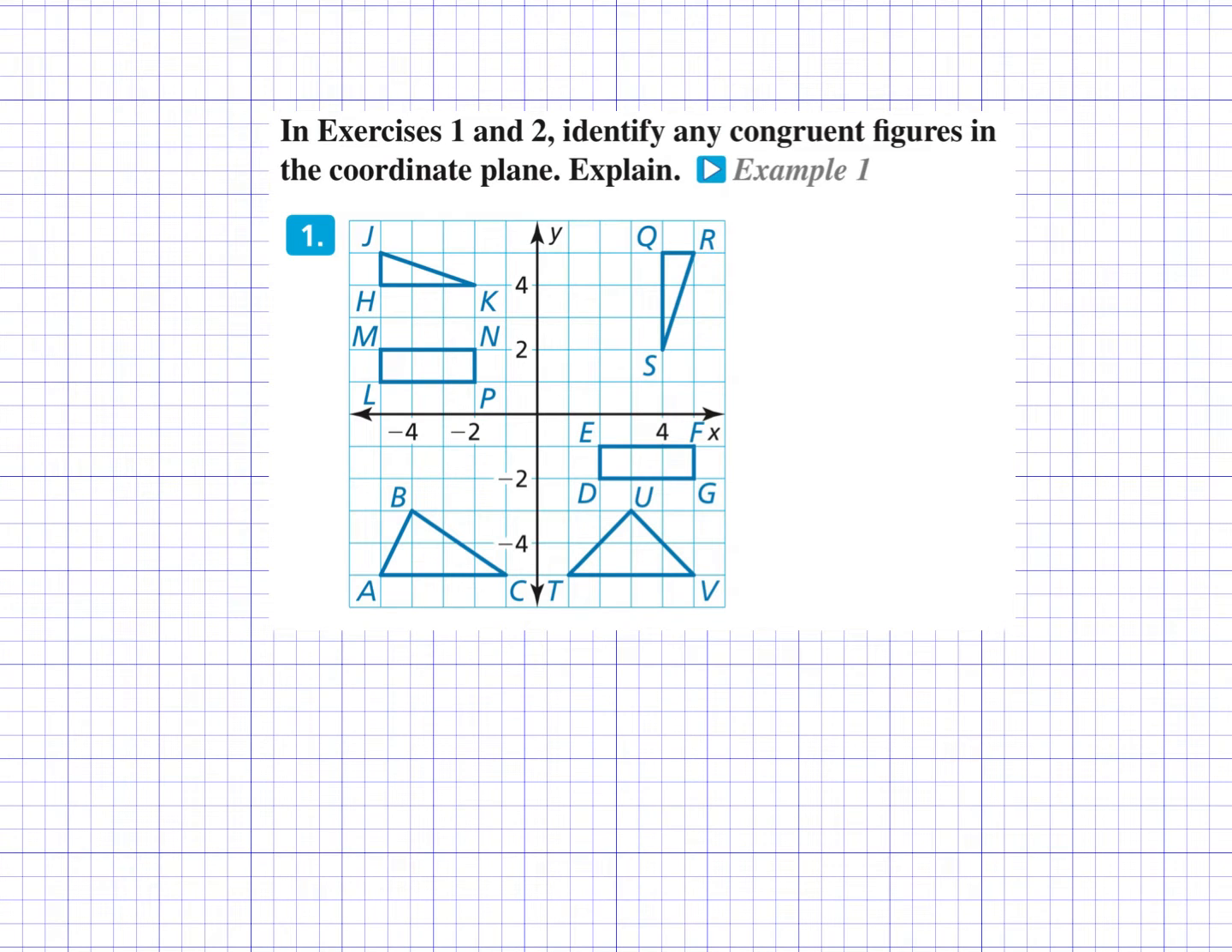Okay, so first of all, how do you know that figures are congruent? They have to have the exact same angles and the exact same distances between points. So they're not trying to trick you here. It's just obvious what they are.